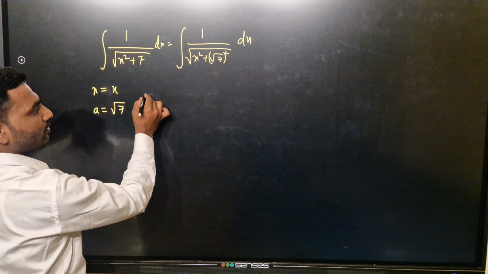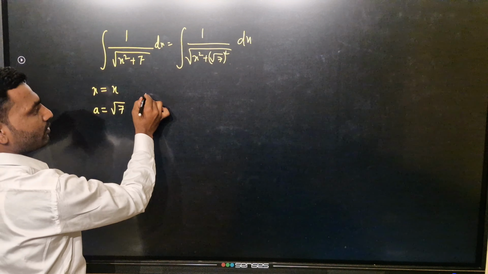Log of square root of a square plus x square plus x. So here it is log of square root of root 7 square plus x square, which is nothing but x square plus 7, plus x, as the x value is x. So we will get plus c, and log of square root of 7 plus x square, or x square plus 7, plus x, plus c. Here it is the answer. Clear? So this is the important one. These are 5 marks, total 5 marks.